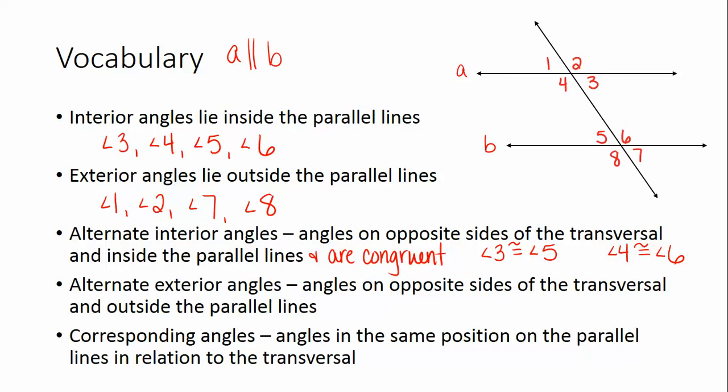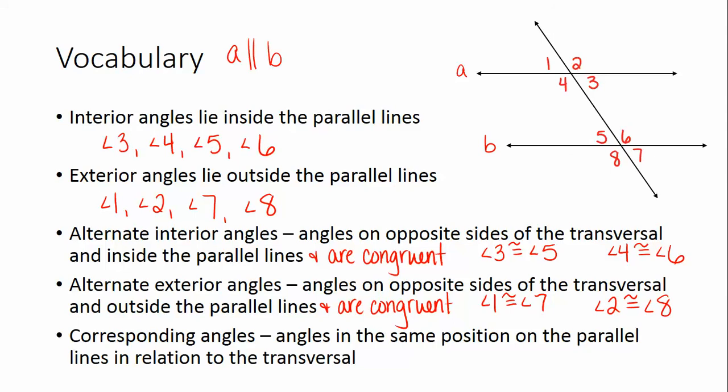Similarly, alternate exterior angles are angles that are on opposite sides of the transversal still, but now are outside the parallel lines. So alternate exterior, we're talking still about angles 1, 2, 7, and 8, because those are the ones that are outside the parallel lines. These are also congruent, so you should add that to your definition. And now we're talking about angle 1 being congruent to angle 7, and angle 2 being congruent to angle 8. So 1 and 7, opposite or alternate and exterior, and 2 with 8.